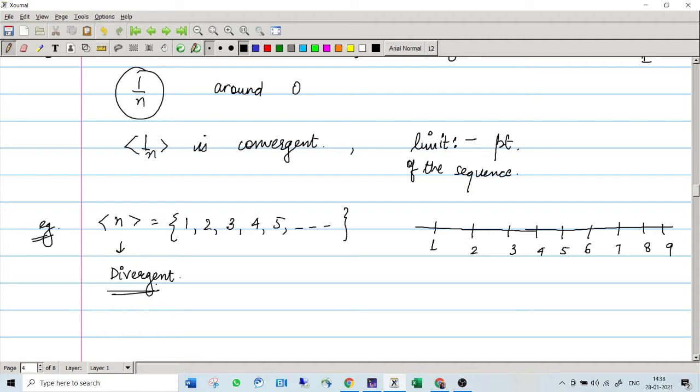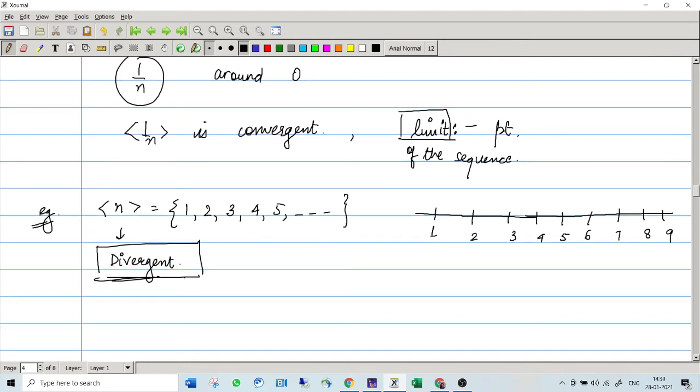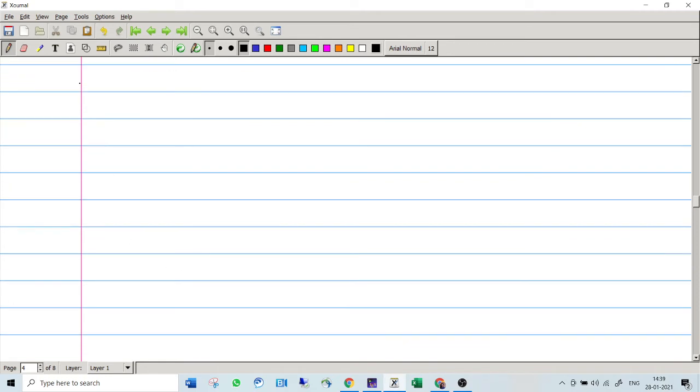Okay. So as of now you have seen three terms: convergent sequence, and if a sequence is convergent then we have something called the limit, and if in case a sequence is not convergent we call it a divergent sequence, right? So now let us do the formal definition.